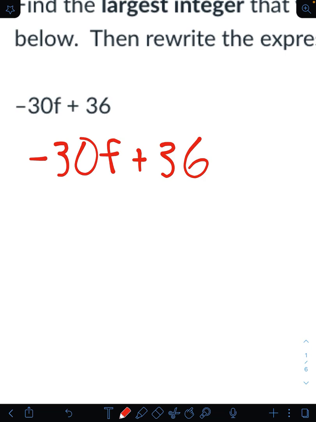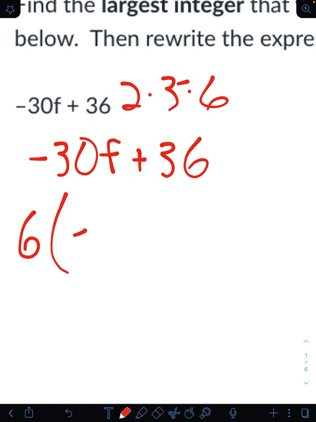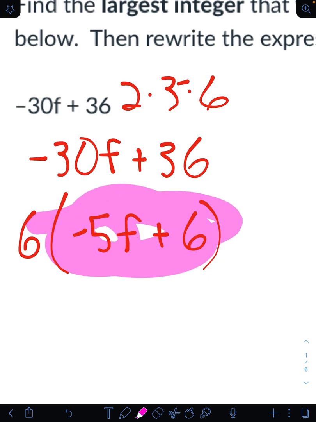Okay. Then what you do is you're like, what's a number that can go into it? And you might even say 3. But wait, you could take a 2 and a 3 out, right? That means you could take a 6 out. So let's take a 6 out. So we take a 6 out, and that would be negative 5f plus 6. And you can't take another thing out of 5 and 6. Okay, and you can check it works by multiplying.